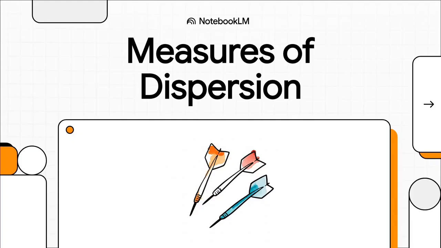You know, when you hear the word average, you probably think, okay, I get it. I know the whole story. But what if I told you the average is often the least interesting part of the data? Today, we're going to look beyond that to find the hidden story using something called measures of dispersion.